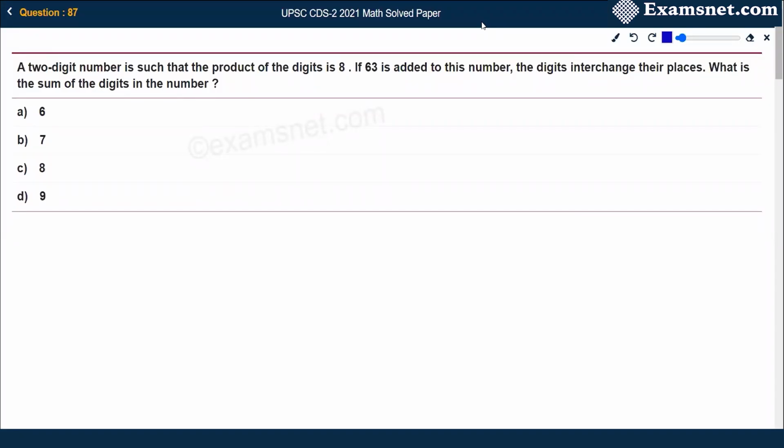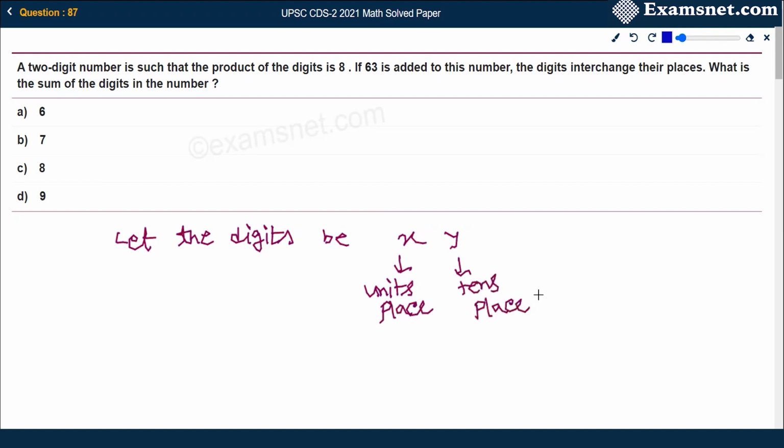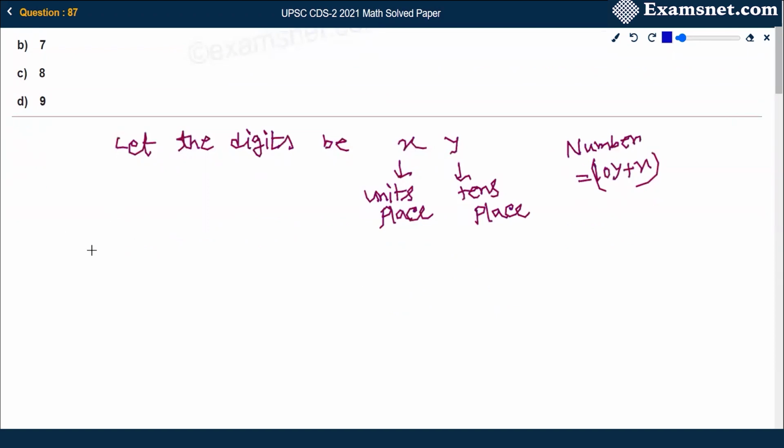In question number 87, we are given a 2-digit number such that the product of the digits is 8. If 63 is added to this number, the digits interchange their places. What is the sum of the digits of the number? So we can assume the digits to be x and y, x for the units place and y for the tens place. So what is the number I can write? The number is 10y plus x. Now they said the product of the digits is 8, therefore xy equals 8. This is the first equation.